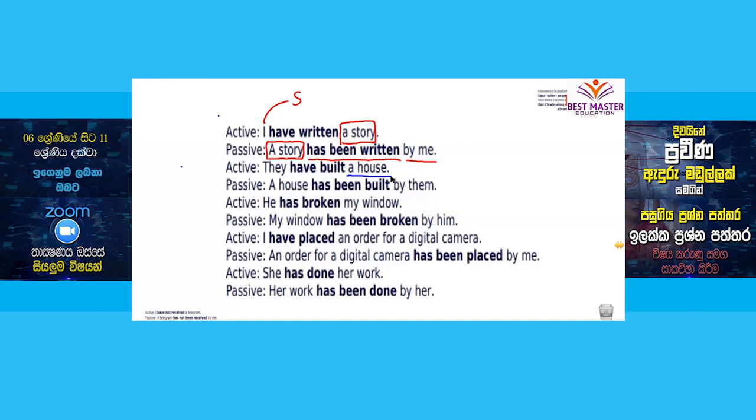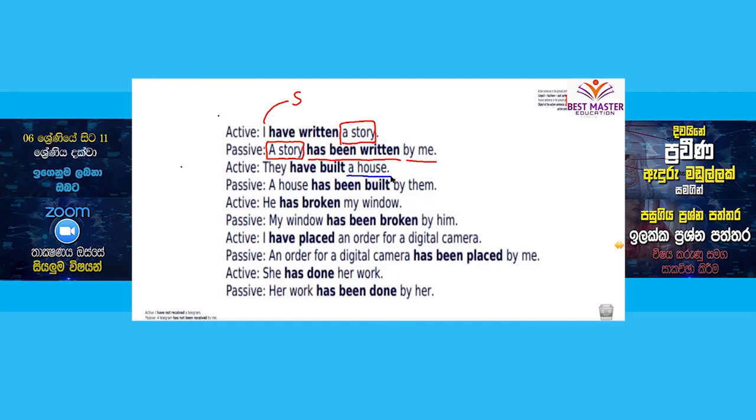My window, not only the window, my window is the object. Use only one. So you have to use the word has. With has in the passive, has been broken. The past participle is also broken. My window has been broken.